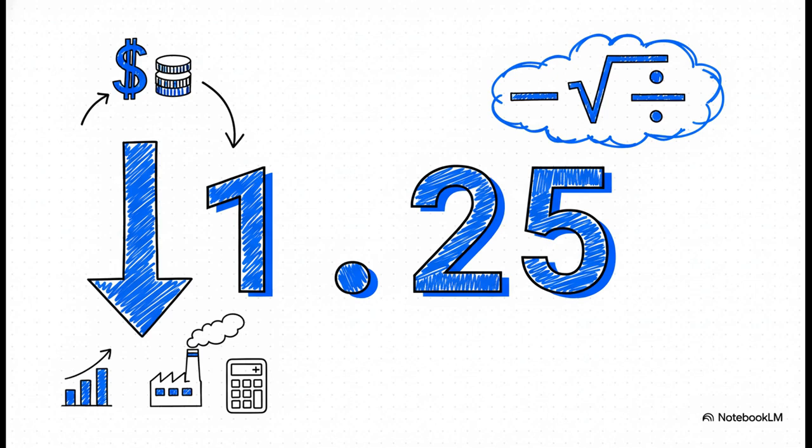17 minus the square root of 49. Well, the square root of 49 is 7, so 17 minus 7 is 10. Then we take that 10 and divide it by our denominator, 8, and that gives us 1.25.